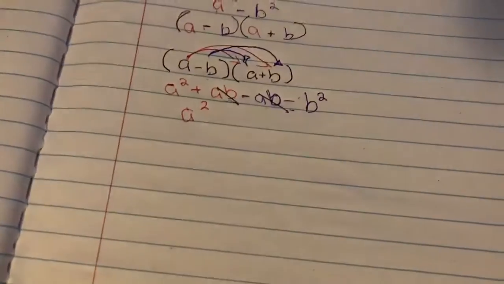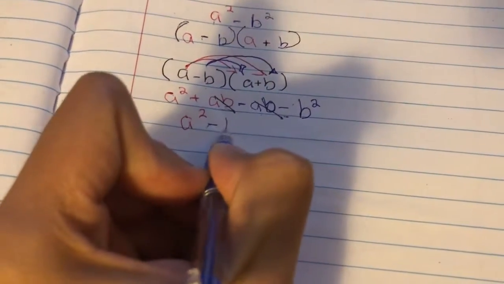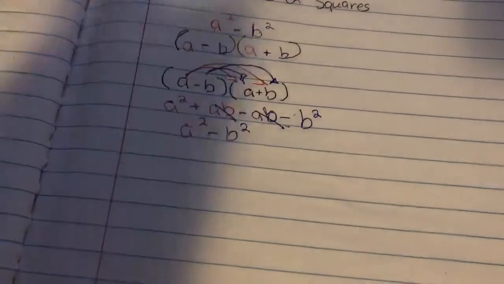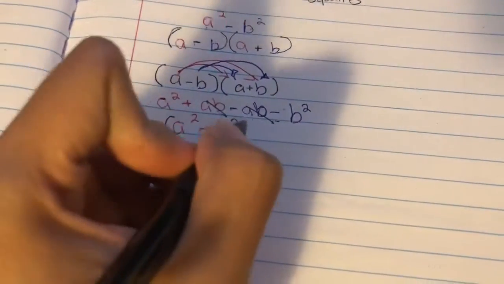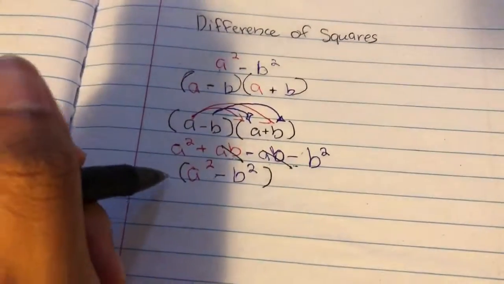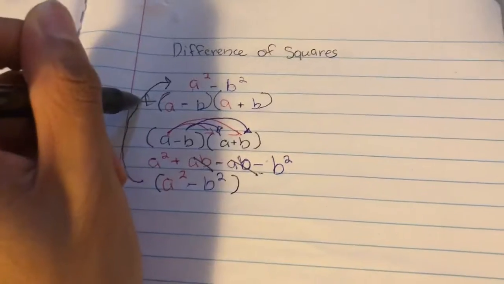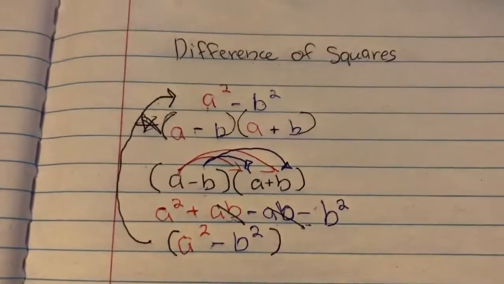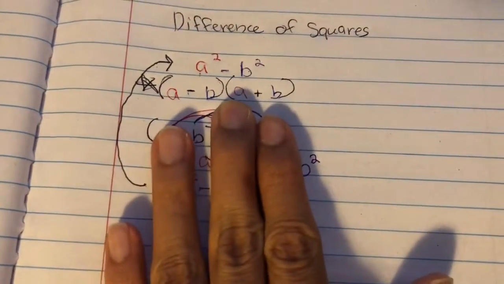We're simply left with a squared minus b squared. And that turns out to be the same thing as we just did from the start. So see how this formula actually works? That's the formula that you need. That's all you need to know: that simple formula of a minus b, a plus b.